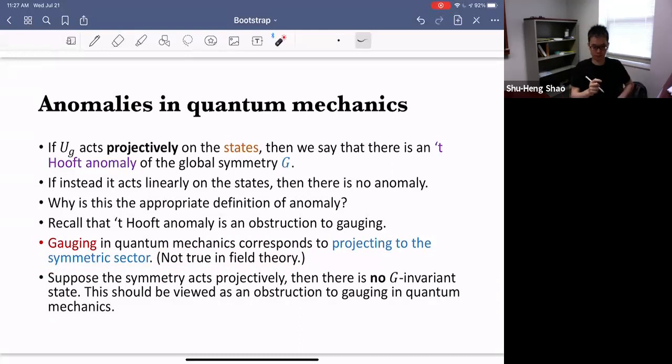mechanics, that's the case. Now suppose the symmetry acts projectively on our Hilbert space. Then there isn't any G invariant state at all. Therefore, we cannot perform this projection. This should therefore be viewed as an obstruction to gauging in quantum mechanics. And that's the reason why a projective representation in quantum mechanics should be interpreted as an anomaly of the global symmetry.